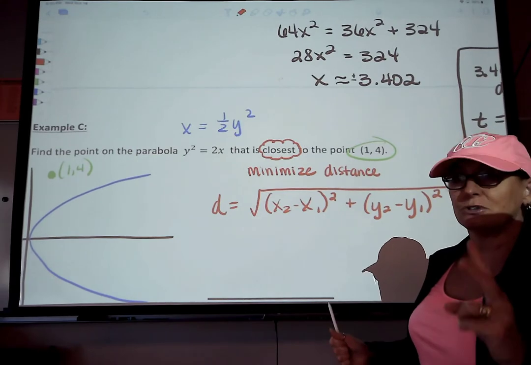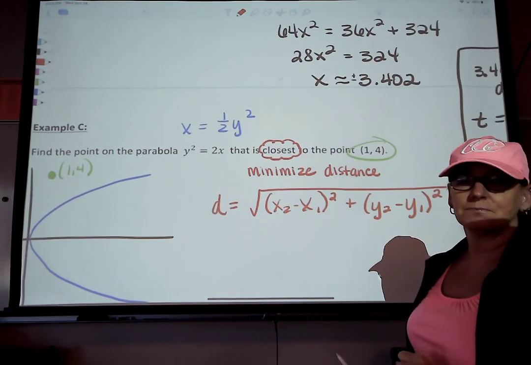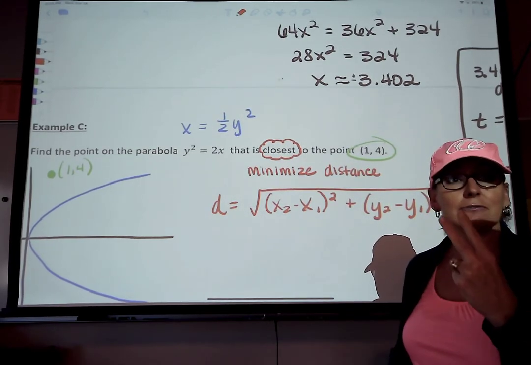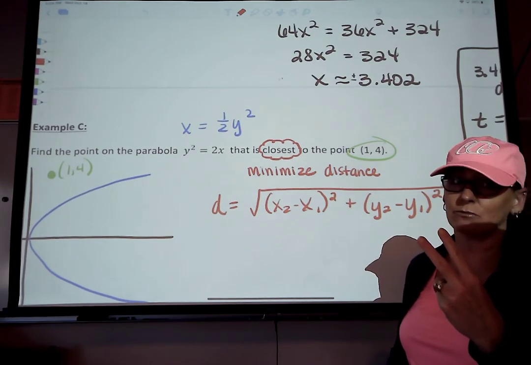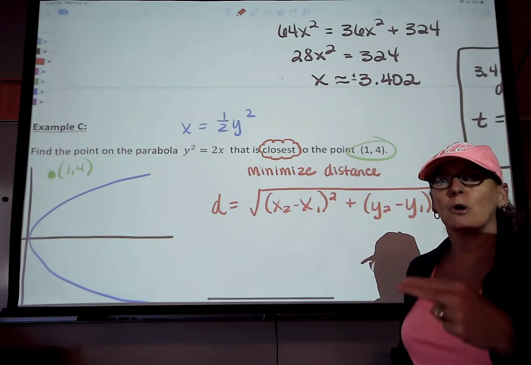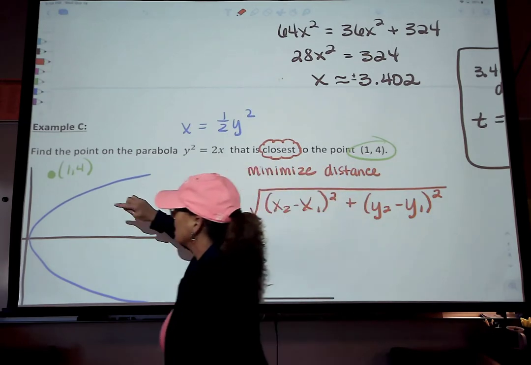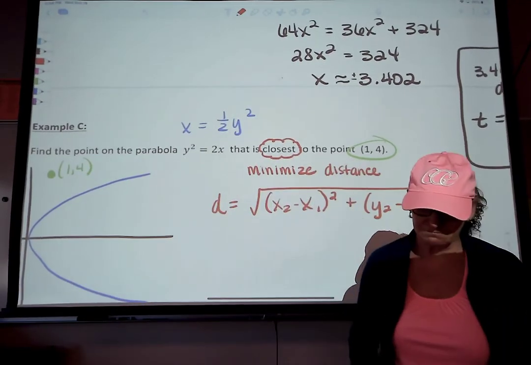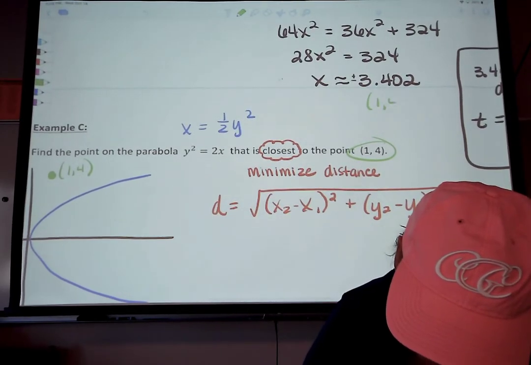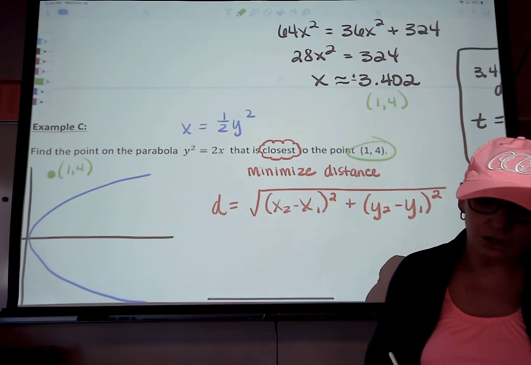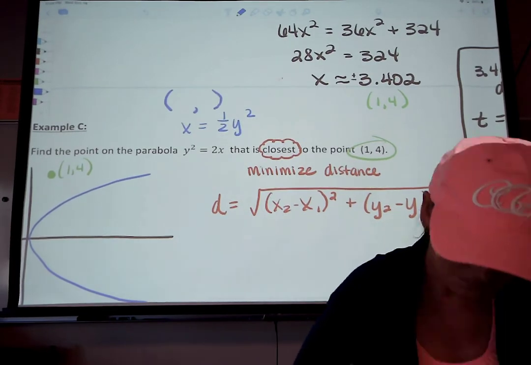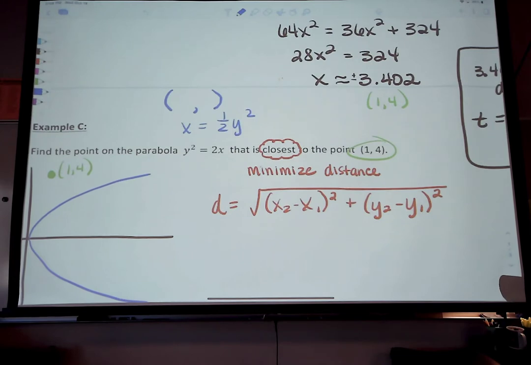So in order to do distance, you need 2 points. In order to use the distance formula, you need 2 distinct points. Do you have 2 distinct points? We have 1, the point (1, 4). Your other point comes from this parabola. So (1, 4) is obviously an ordered pair that we're going to use. (1, 4). That's a no-brainer. Your other point comes from this equation.